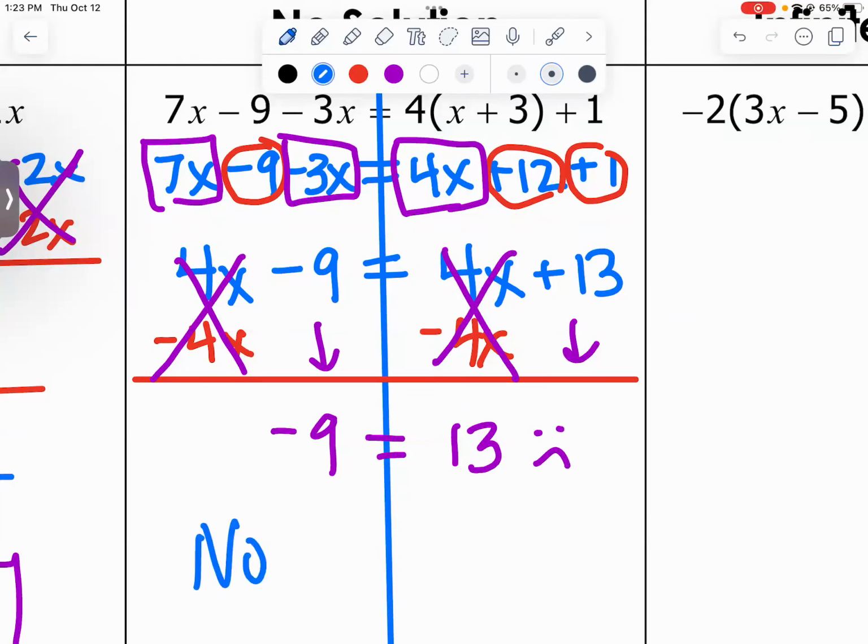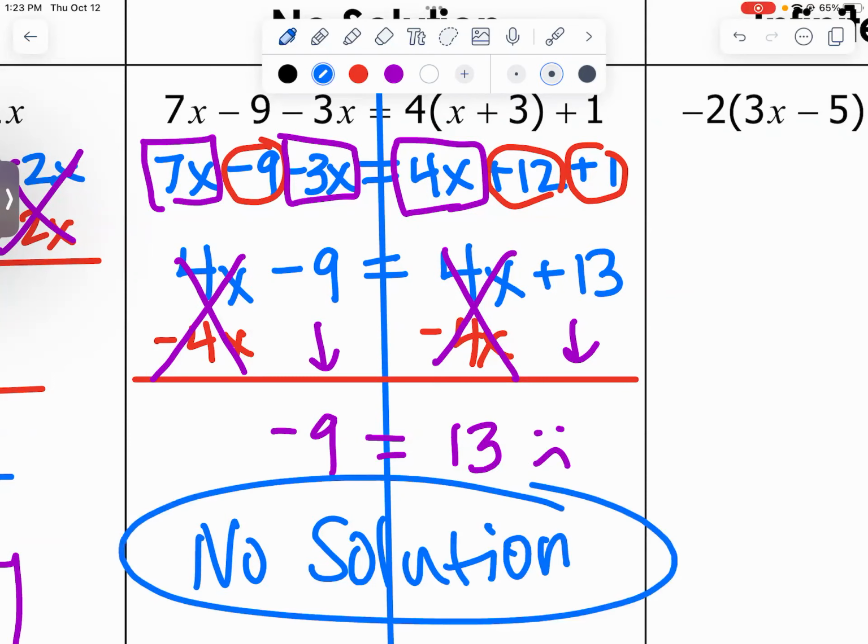So guess what our answer is? No solution. It is actually no solution. There is no possible x value that we can plug in and make this work. You would just divide it by 9, and then you would have 1 equals 13 divided by negative 9. That's also not a true statement.